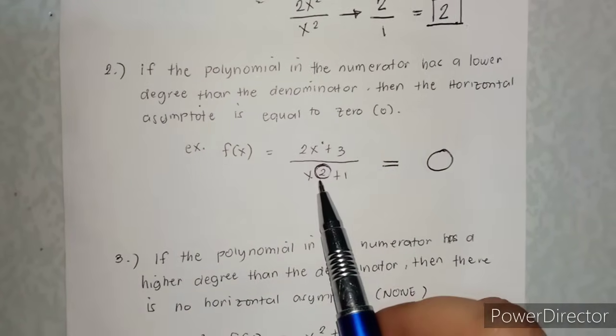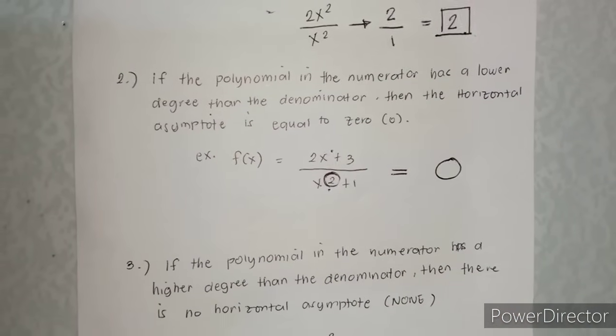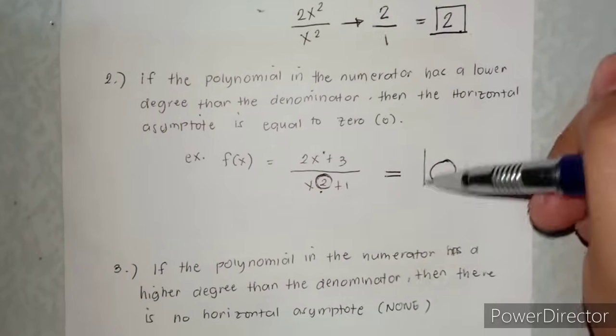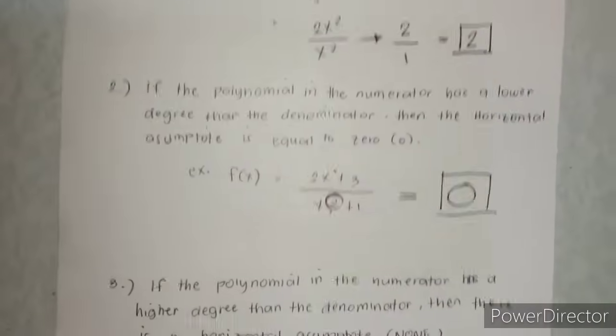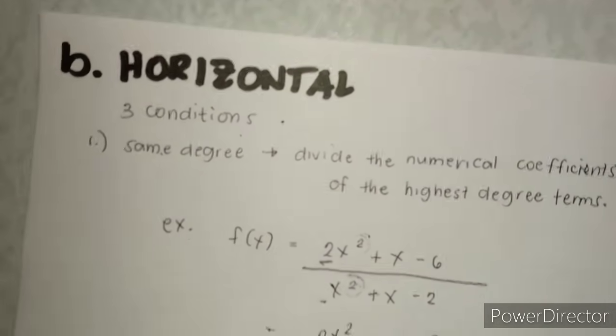So, tignan mabuti. Mas mababa ang exponent ni denominator kaysa ni numerator, ang sagot is 0 kaagad. Again mga anak, ang pinag-uusapan natin dito sa mga condition na to ay horizontal asymptote. So, applicable yung mga rule na yan kapag ang hinahanap mo ay horizontal asymptote.